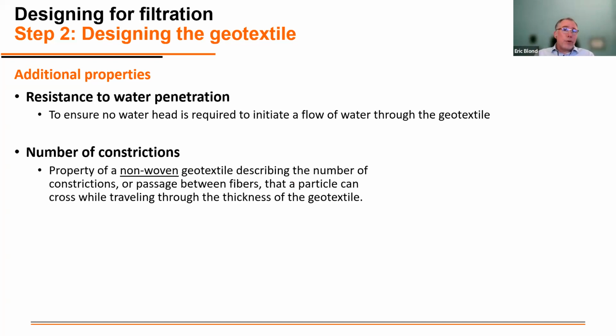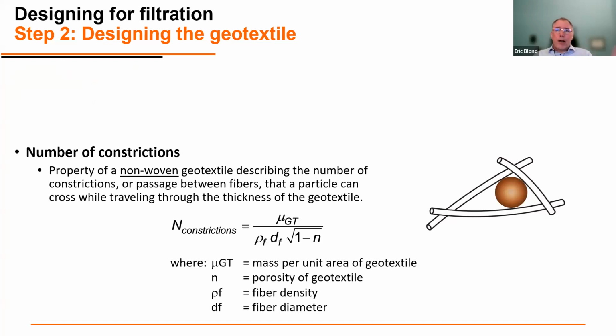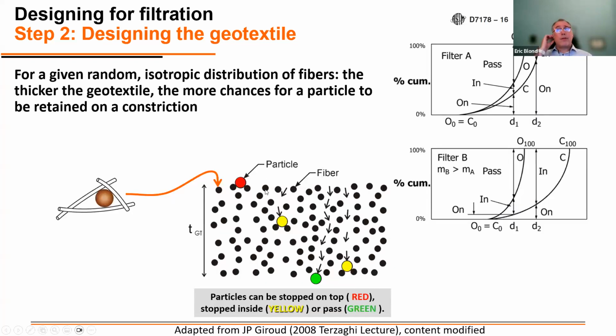Another property of interest is the number of constrictions. So this property applies to non-woven geotextile. It's important to realize that it does not apply to woven or to knits, and it's describing the number of constrictions or passages between fibers that the particles can cross while traveling through the thickness of the geotextile. I spare you the detail on the calculations, but essentially it can be calculated based on basic properties of the geotextile.